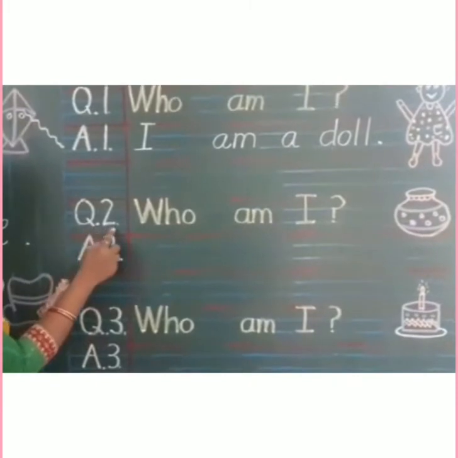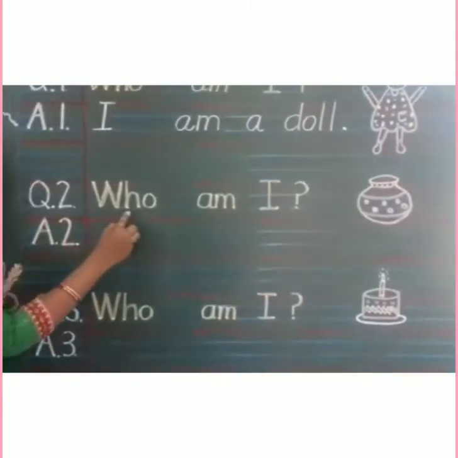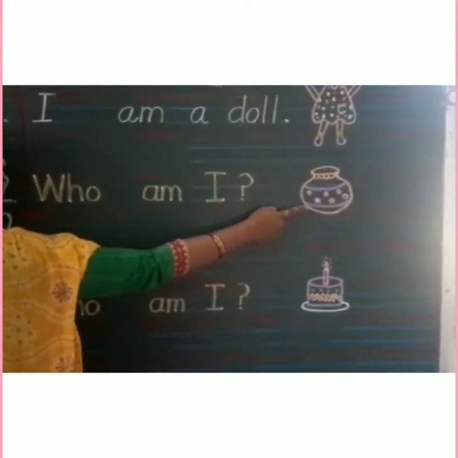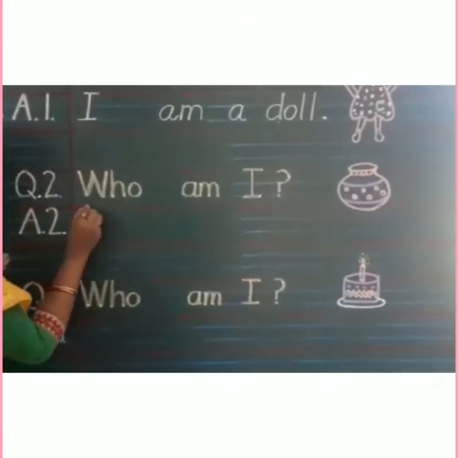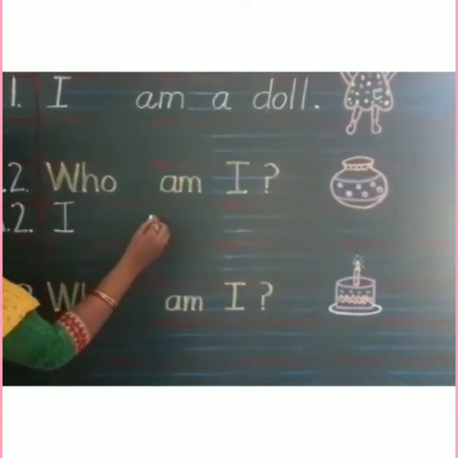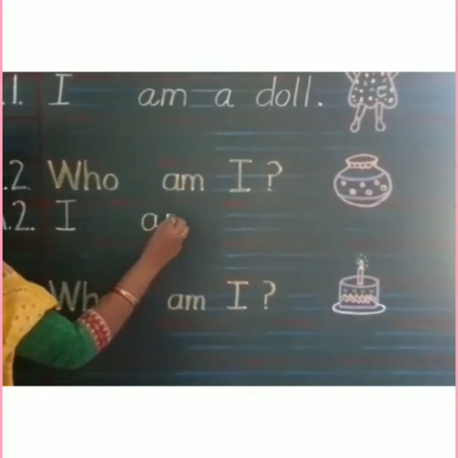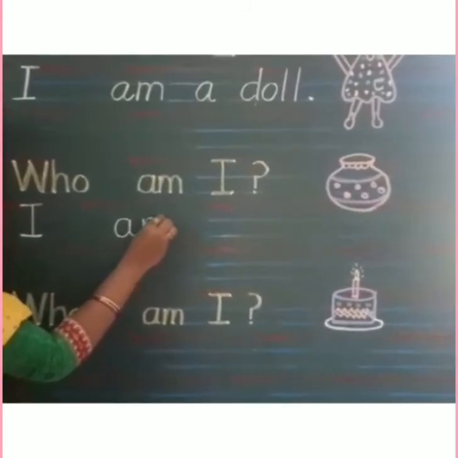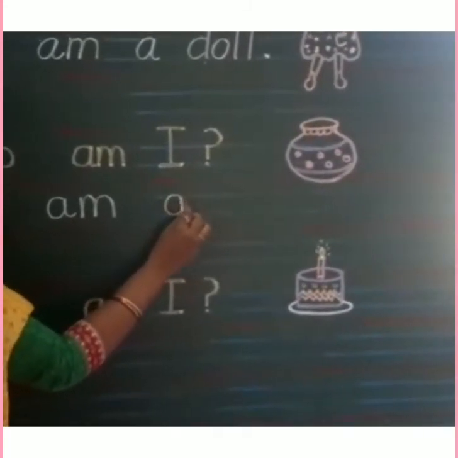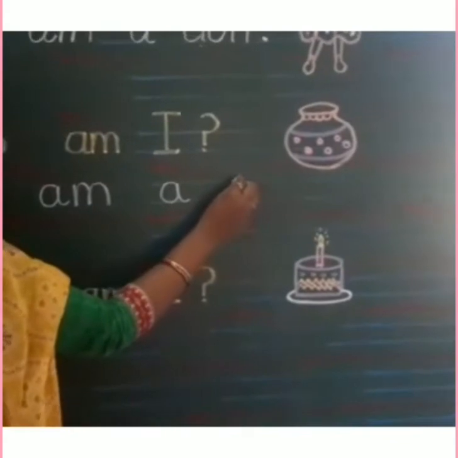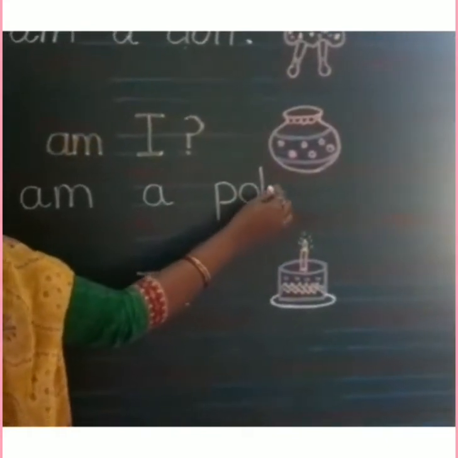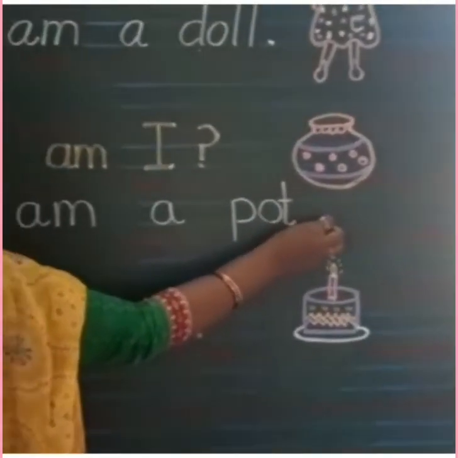Then we have Q dot, two dot. That is question number two. Who am I? And a question mark. And which picture is this? Pot. A pot. The answer will be again capital letter I. Then A M will come down. So I am, and again, as we are having one pot, we will be writing a pot. The spelling of pot is P-O-T, pot. And one more thing, again a full stop.